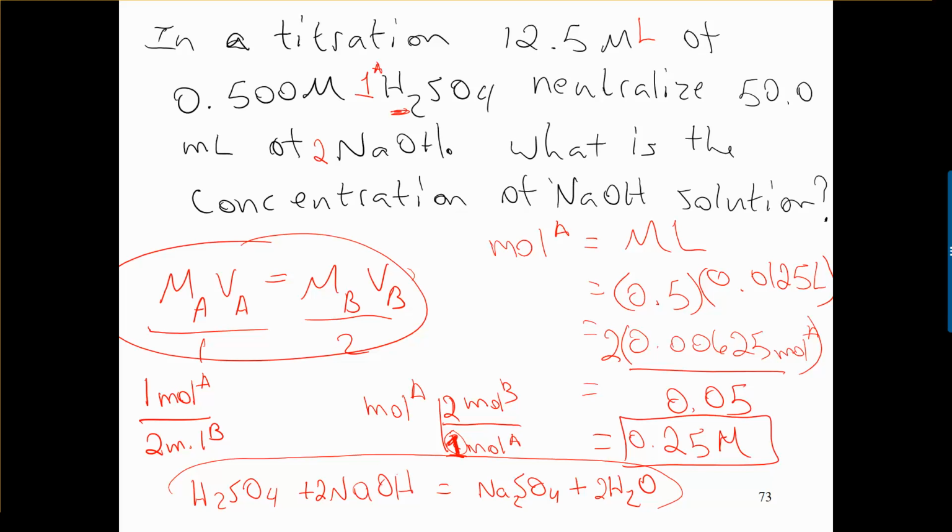This isn't that hard. H2SO4 plus 2 sodium hydroxide. One H2SO4 will neutralize 2 sodium hydroxides, and then you get the ratio 1 to 2 of the acid and the base. Okay, so it's that ratio that helps us. After that, it's easy, right? Getting here though is the part that you're concerned about.